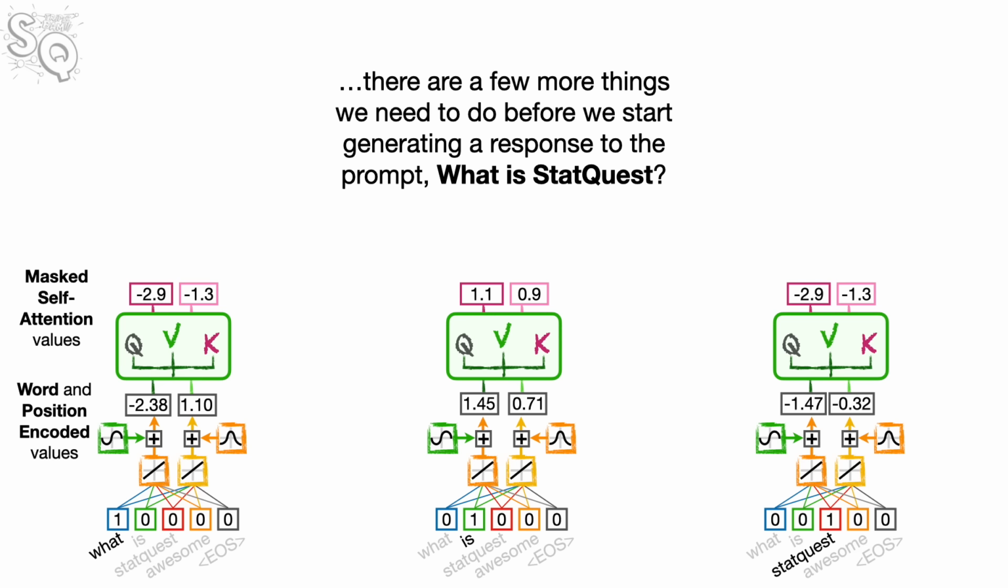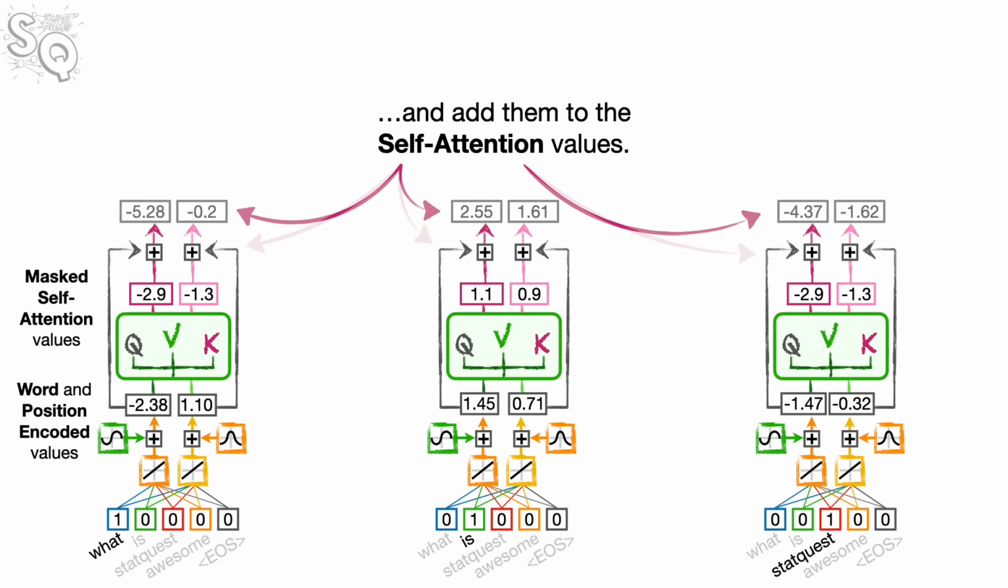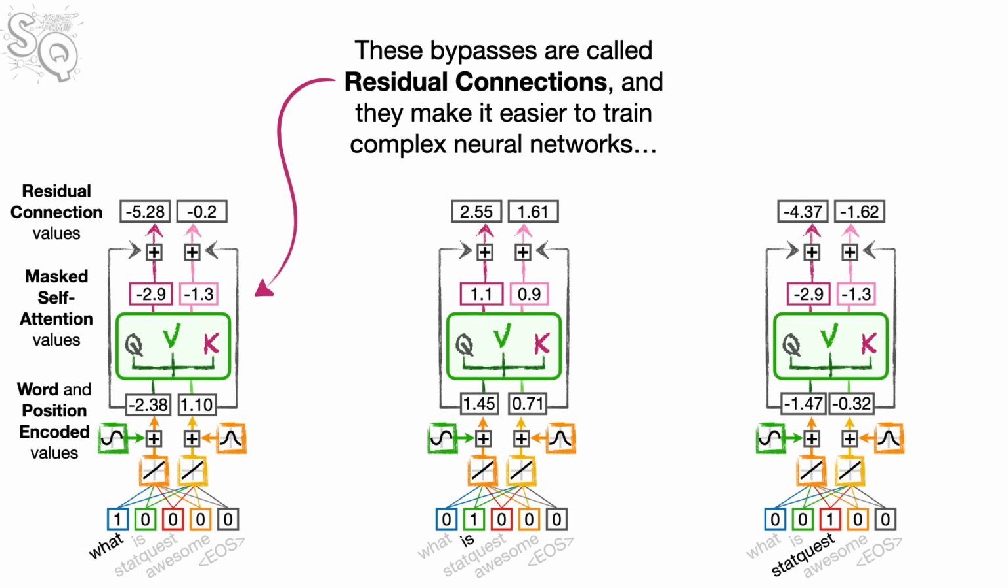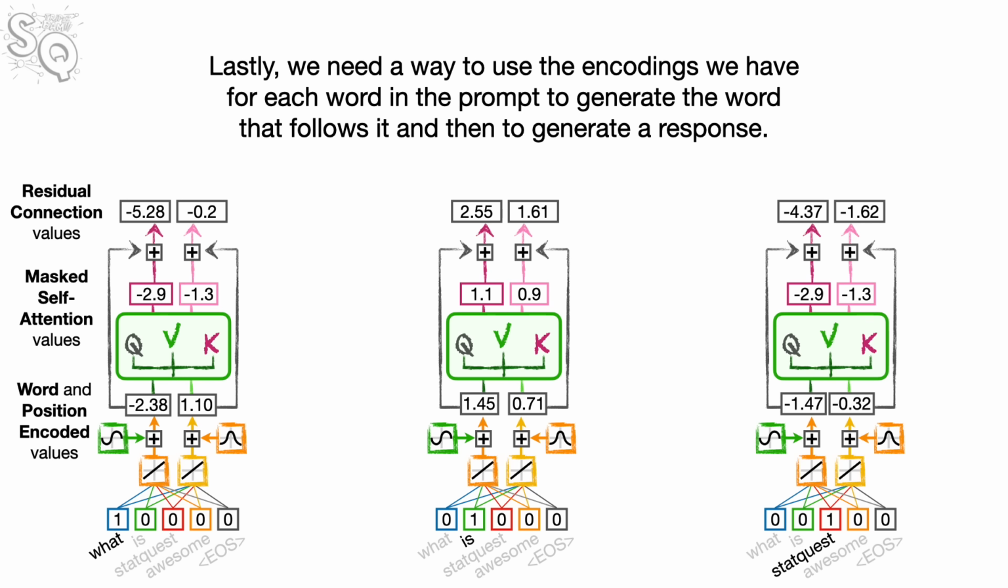Okay, going back to our simple example with only one masked self-attention cell, there are a few more things we need to do before we start generating a response to the prompt, "What is StatQuest?" First, we take the position-encoded values and add them to the self-attention values. These bypasses are called residual connections, and they make it easier to train complex neural networks by allowing the masked self-attention layer to establish relationships among the input words without having to also preserve the word embedding and position encoding information. Bam!